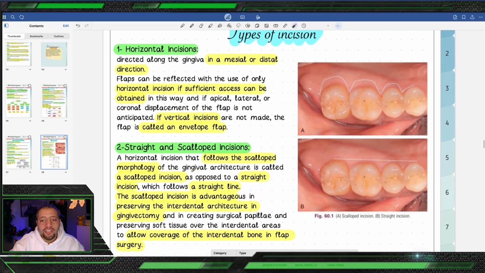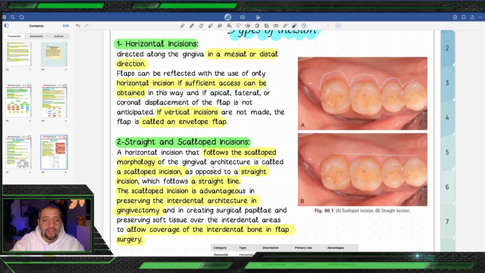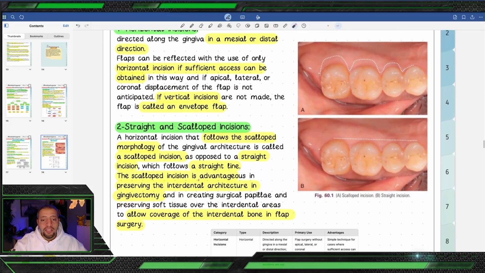The horizontal incision, when you follow the scallop morphology of the gingival architecture, is called a scalloped incision, as opposed to a straight incision, which is a straight line. The scalloped incision is advantageous in preserving the interdental architecture in gingivectomy and in creating surgical papilla and preserving soft tissue over the interdental area. So as you can see, this will ensure the blood supply coming here, here, everywhere, and I'm going to preserve this part of the gum. I'm not going to cut it.